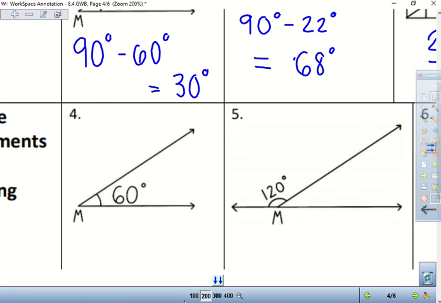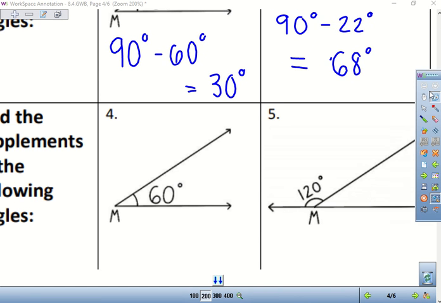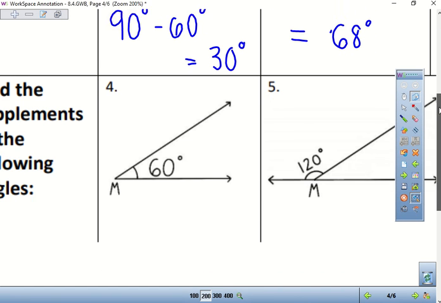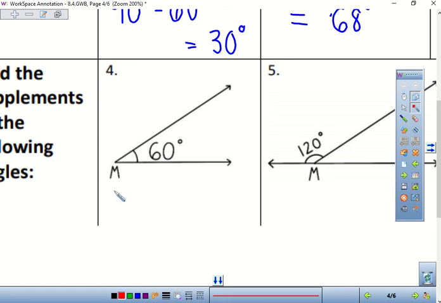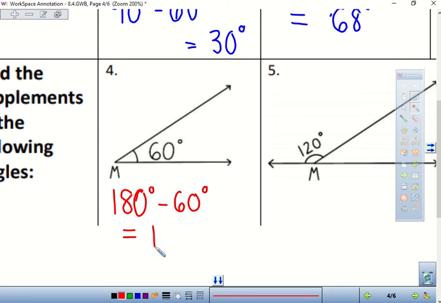Alright, so let's go ahead and try the next one. The next one says find the supplements of the following angles. So when they ask you to find the supplement, instead of subtracting from 90, you use 180. Subtract 60. So 180 minus 60. What is 120?